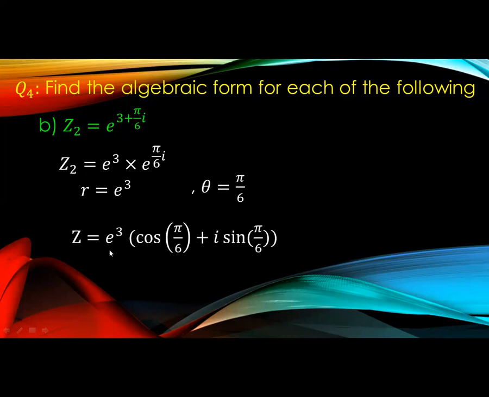So this is the trigonometric form: e power 3 times cosine pi over 6 plus i sine pi over 6. It is equal to e power 3 multiplied by root 3 over 2 plus i times half. Z equals root 3 over 2 e power 3 plus half e power 3 i.